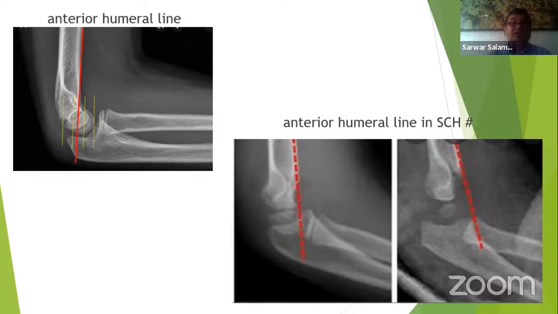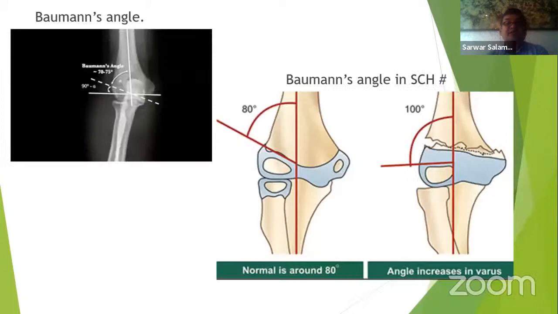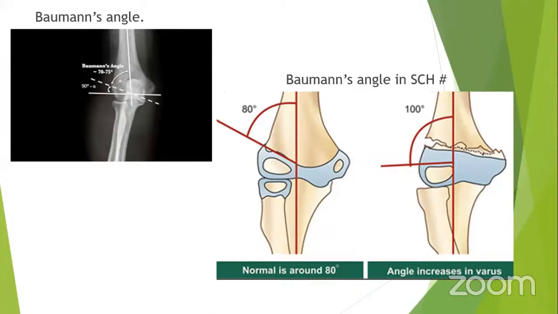So the anterior humeral line is so important in supracondylar fracture in lateral view X-ray, and so is Baumann's angle in the AP, anterior posterior view. Baumann's angle, I understand all of you know, is the angle between the longitudinal mid humeral shaft line and the capitellar line, which is about 64 to 81 degrees in different populations. In the second picture, the Baumann's angle is about 80 degrees, which is 100 degrees after a supracondylar fracture. So these two help us diagnose a fracture if the fracture line is not clear or the reduction is not good.